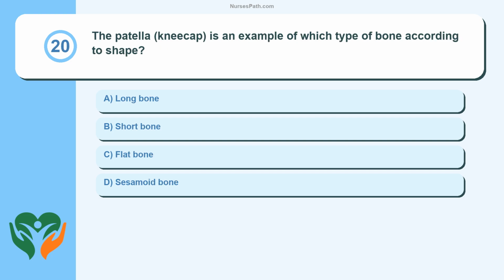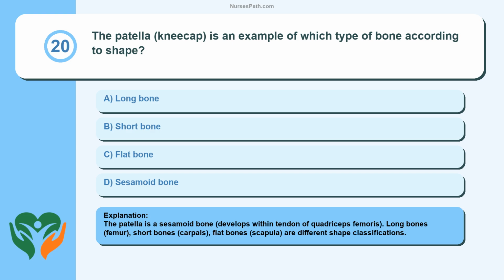Question 20. The patella, kneecap, is an example of which type of bone according to shape? Long bone, short bone, flat bone, sesamoid bone. The patella is a sesamoid bone, develops within tendon of quadriceps femoris. Long bones, femur, short bones, carpals, flat bones, scapula, are different shape classifications.